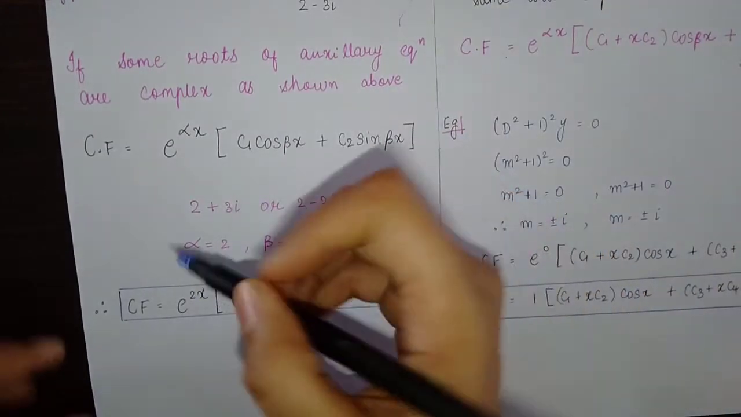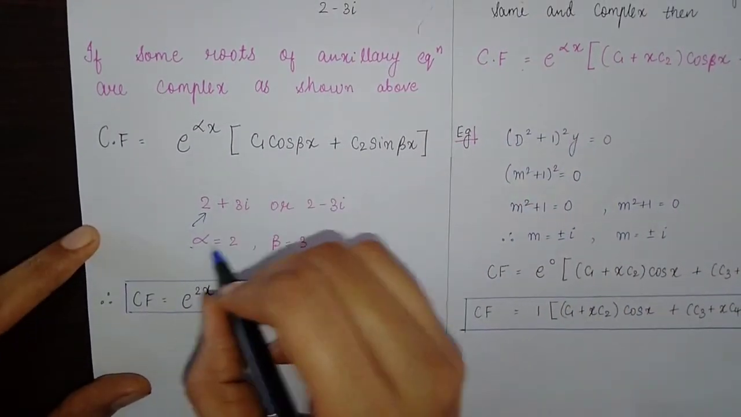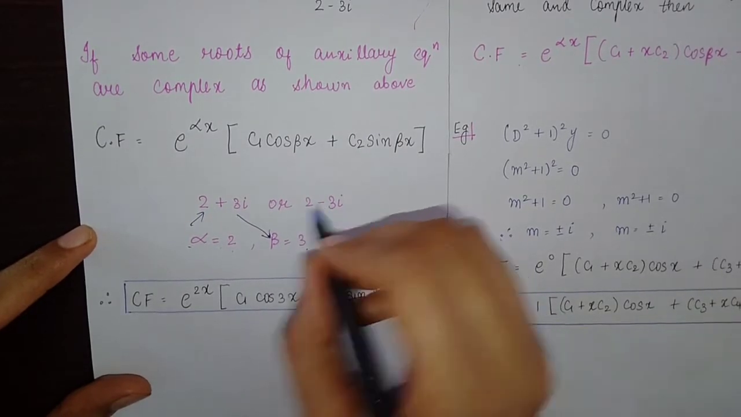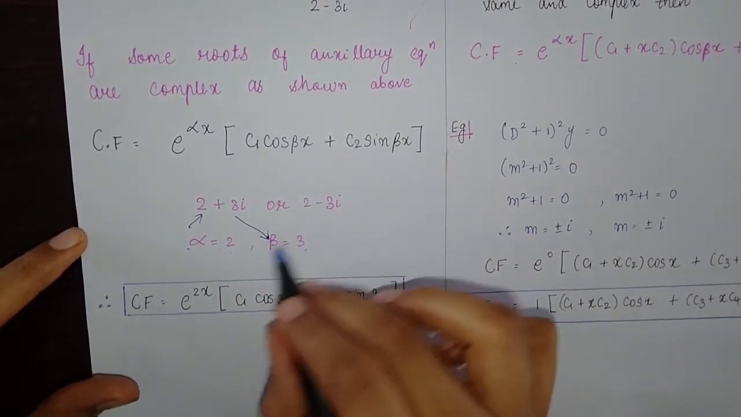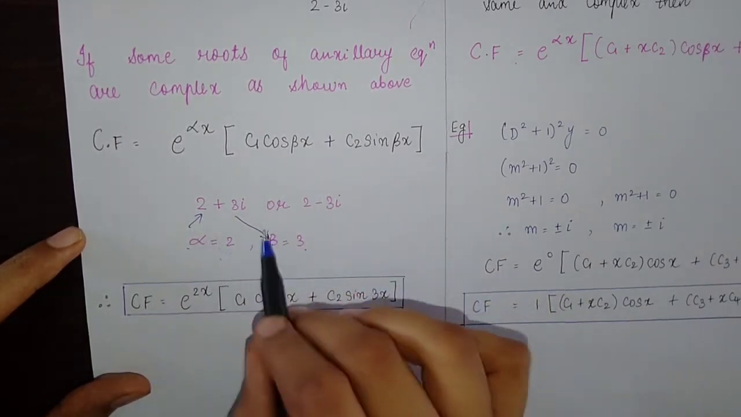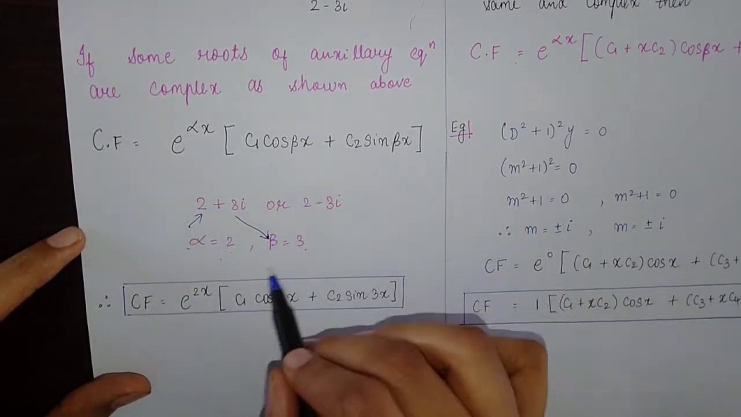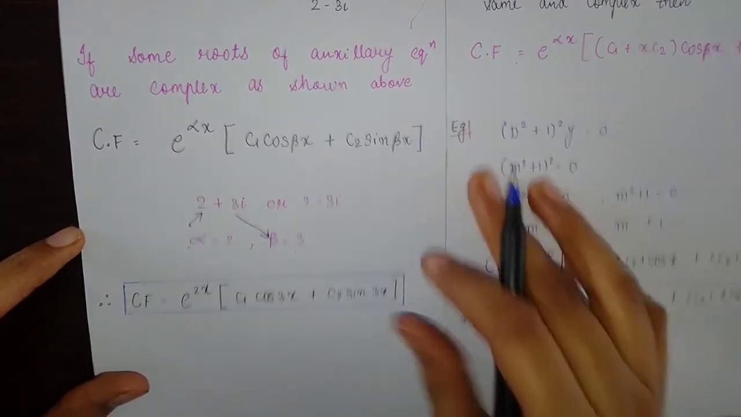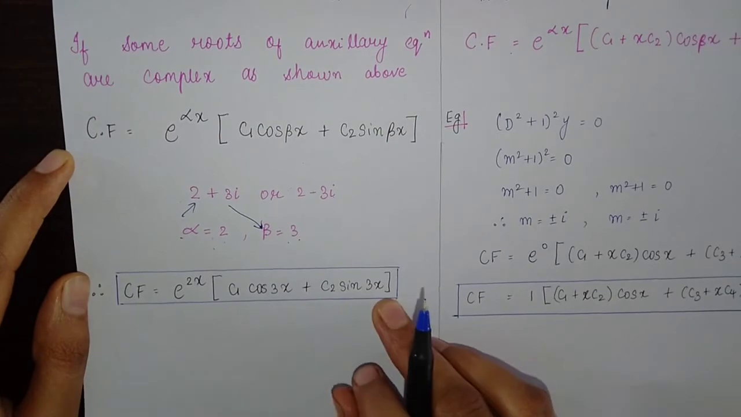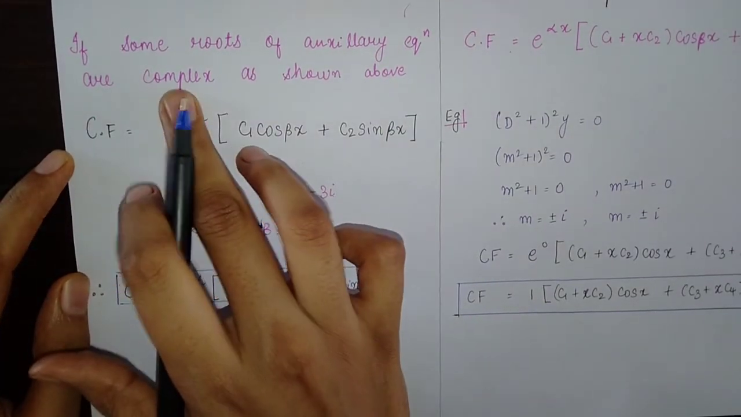So from this you can see that this is our alpha. Alpha is 2 and beta is 3. You don't have to consider the sign when you are finding beta. So for both of these equations, your alpha will be 2 and beta will be 3. And then you have to put both these values in this, so you will get the complementary function for the complex roots.